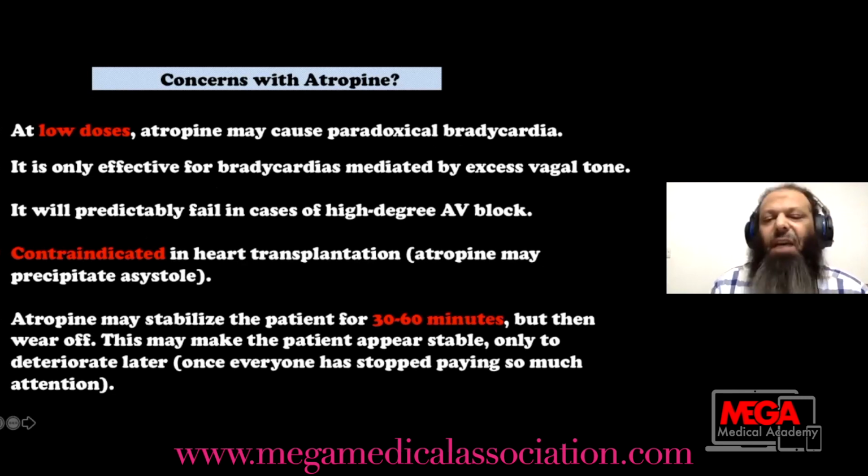So you should not give atropine for high grade AV block, third grade block, because the atropine will not act on high grade AV block. It's contraindicated in heart transplant. Actually, the atropine will precipitate asystole, and there are reported cases who received atropine when they had a heart transplant and developed bradyasystole. Atropine may stabilize the patient shortly, 30 to 60 minutes. Then it will wear off. It's short acting. So this makes the patient appear stable in front of you, but he will deteriorate later on.